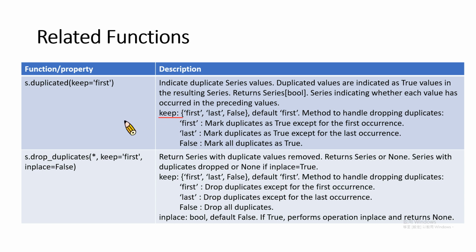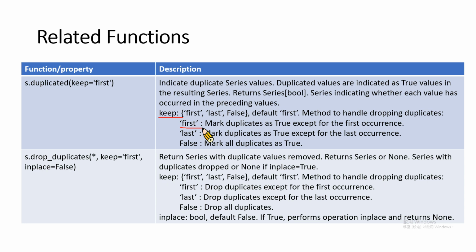because the values are duplicate. So keep means which value will be indicated. If keep is first, that means we mark the first duplicate value as true, and last means we mark the last duplicate value as true. False means we mark all the duplicate values as true.